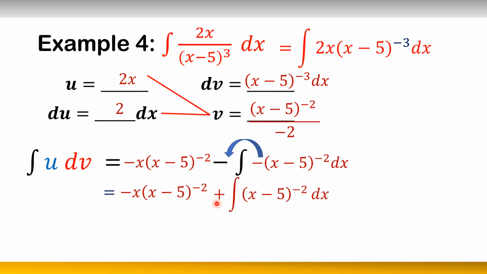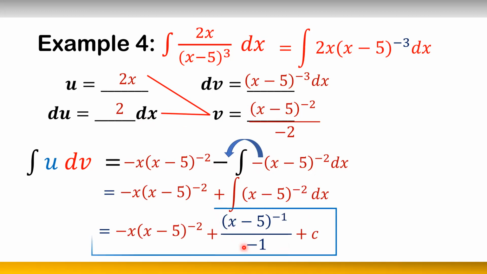Okay. Pero negative 2 plus 1 is negative 1. So, negative 1 over negative 1. So, magbabalik ka sa minus. Magiging minus ulit. Tapos, parang minus 1 over x minus 5. Okay. Pwedeng final answer ito, pero mas simpler.